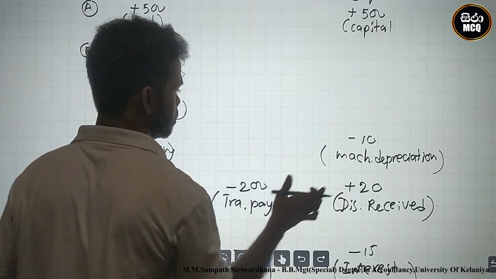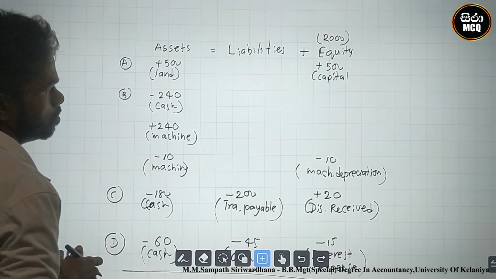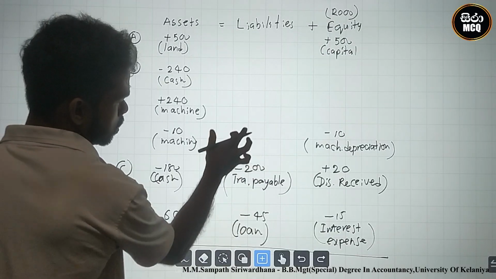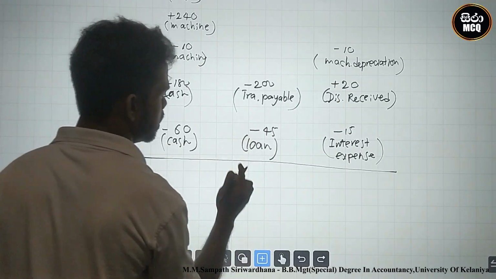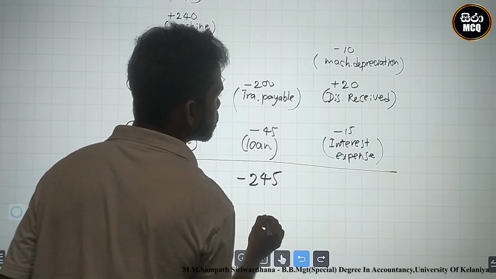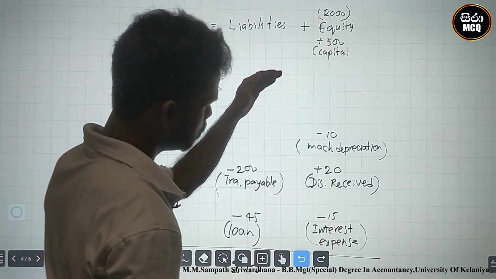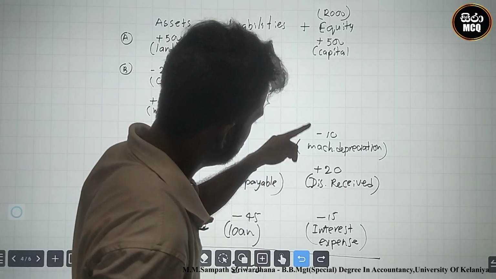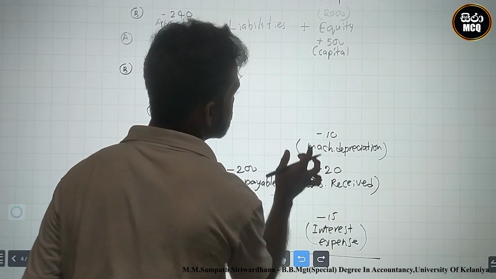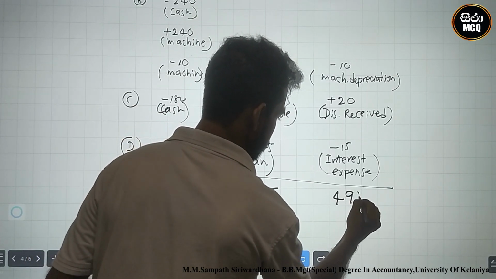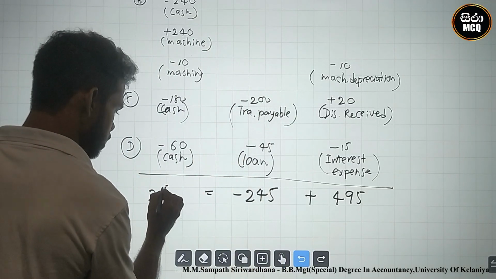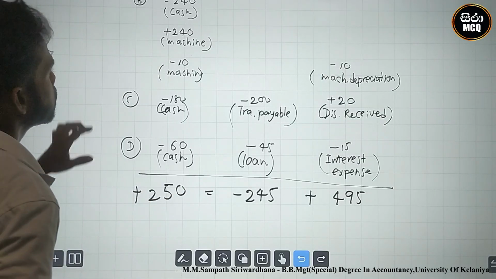Liabilities only, this is the impact. Liabilities: 200 minus and 45 minus. Equity: 500 and 25 minus and 5 minus. 495 plus. Net impact is 250 plus.